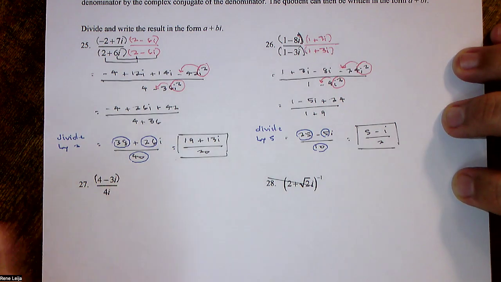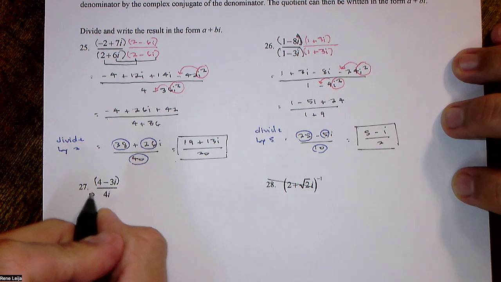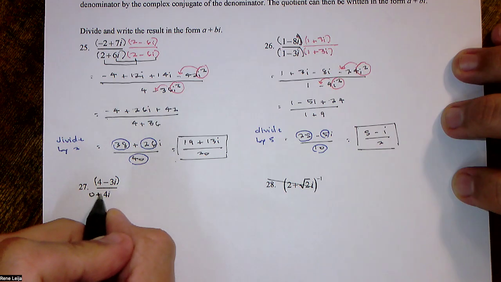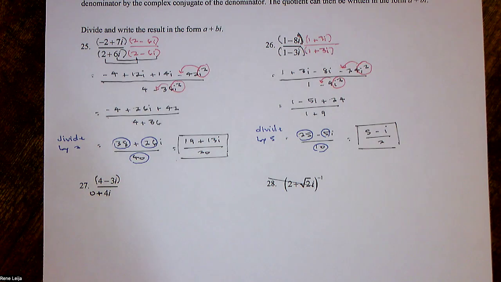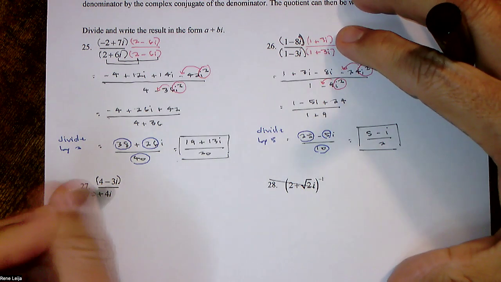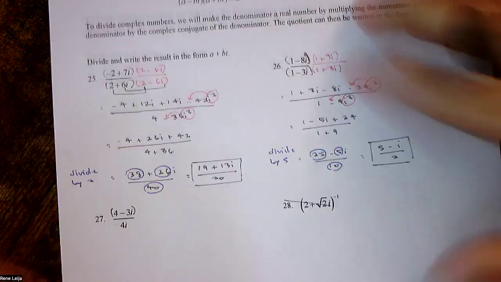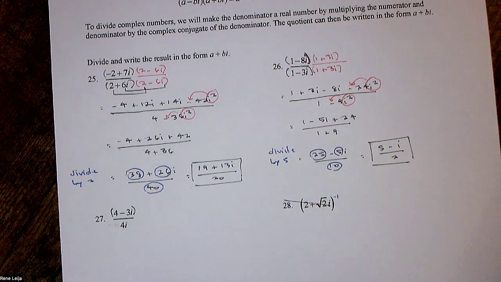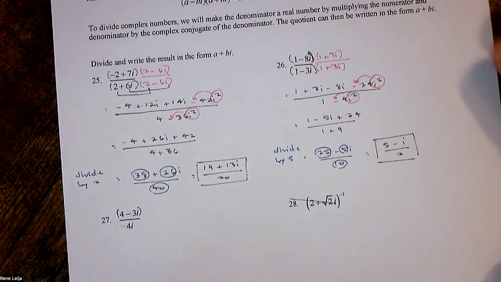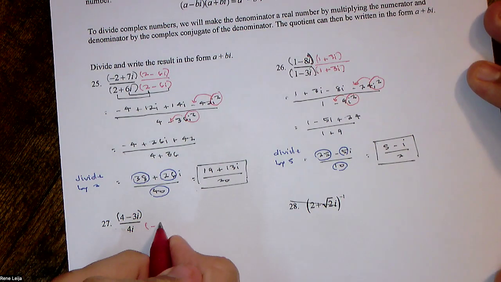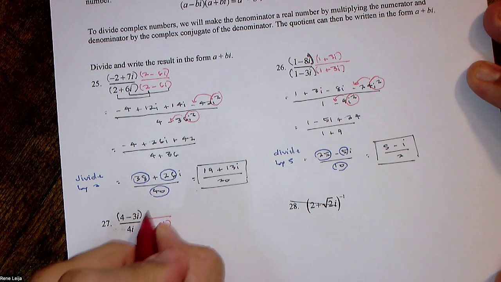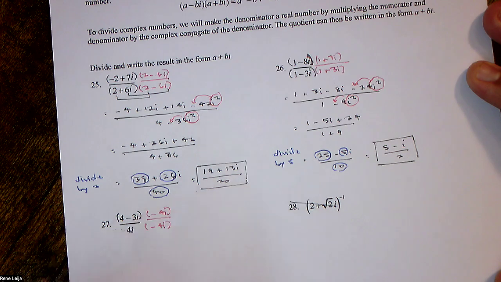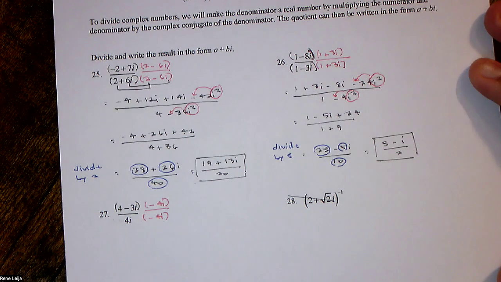Now 27. 27 is a little tricky, but remember, I can make this a complex number by putting 0 plus 4i. So what is the conjugate of 0 plus 4i? That would be 0 minus 4i. Now, since I don't need the 0, the conjugate of 4i is going to be minus 4i. So I'm going to multiply the top and the bottom by minus 4i.